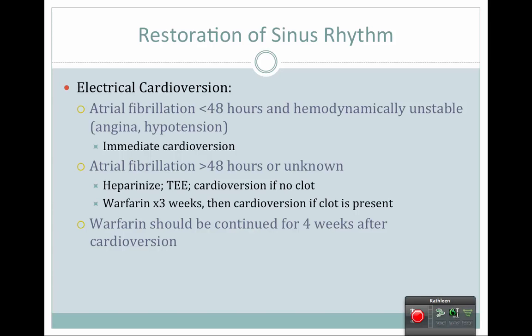Restoration of sinus rhythm: electrocardioversion is done with atrial fib when the patient can confirm that it's been less than 48 hours, and the patient is hemodynamically unstable, meaning angina, hypotension. Those patients require immediate cardioversion. For atrial fibrillation greater than 48 hours or unknown, we want to heparinize and get a TEE. The TEE identifies any left atrial thrombus, which is a guide for cardioversion.